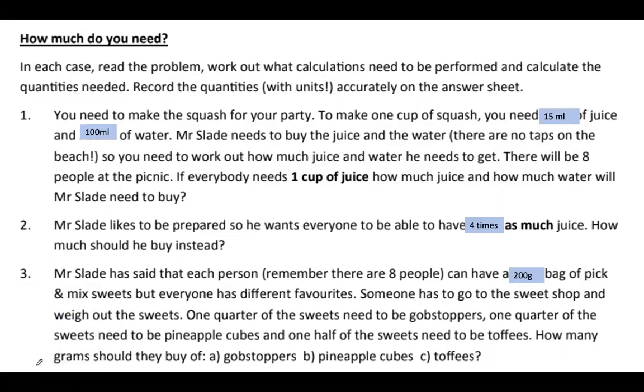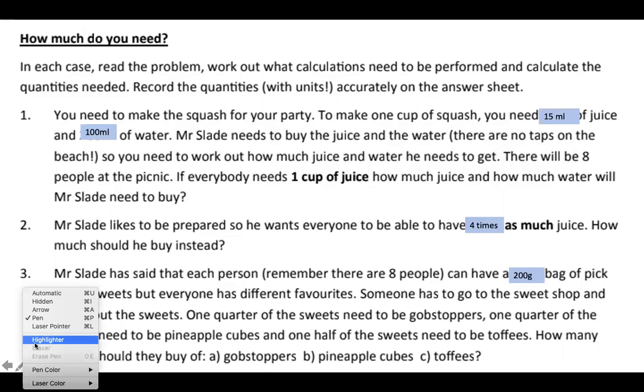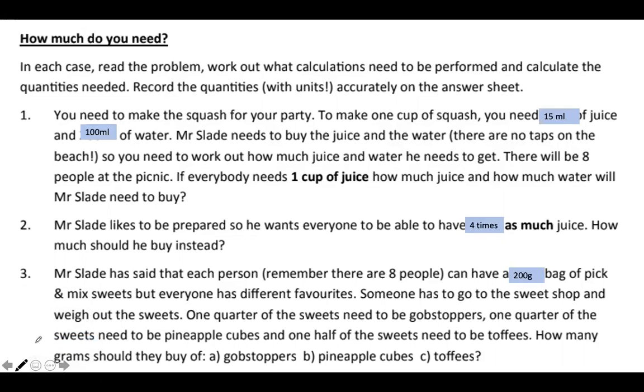So let's look at this first of all, and I'm actually going to highlight the important information when we're reading, because remember we talked about this with word problems. Sometimes it's good just to highlight what's important and even read it without our numbers. So let's see. You need to make the squash for your party. To make 1 cup of squash, you need something millimeters of juice and something of water. So we know that we need juice and we need water. Remember, I'll do my numbers when we come back. Let's just figure out what we need to do first.